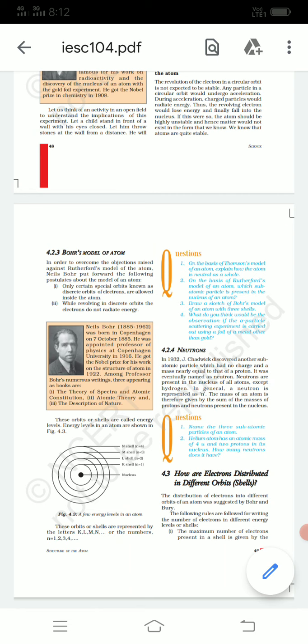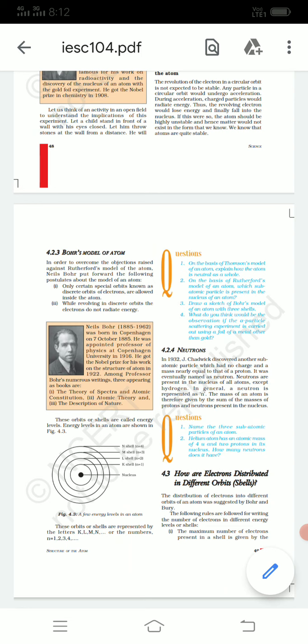Then after that came the Rutherford model. Rutherford did the Geiger-Marsden experiment in which he bombarded fast moving alpha particles on gold foil, and from that he observed that most of the space inside the atom is empty, and inside the atom there is a very small nucleus which is hard and concentrated. These were the conclusions of the Rutherford model.